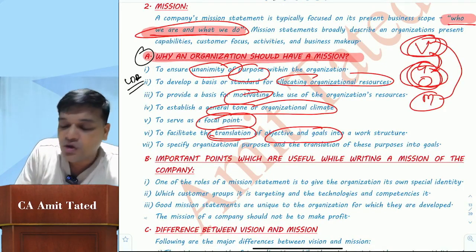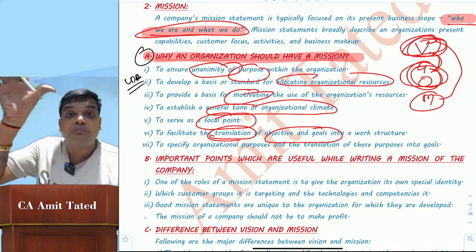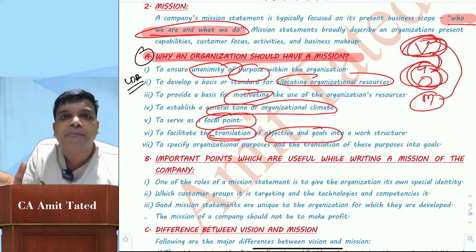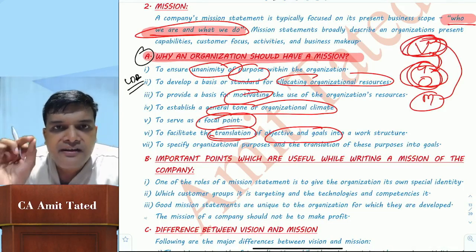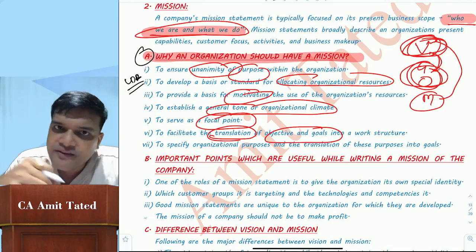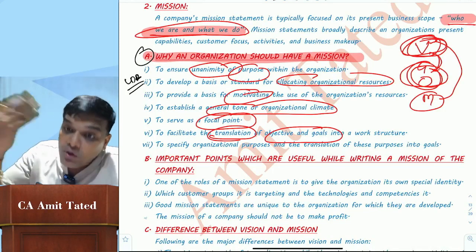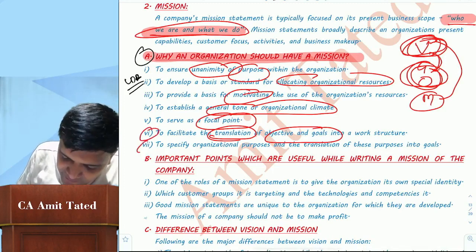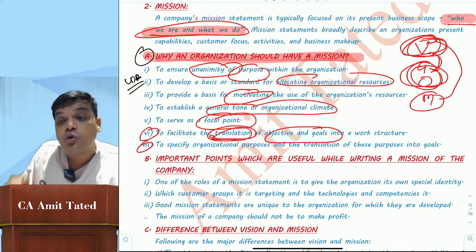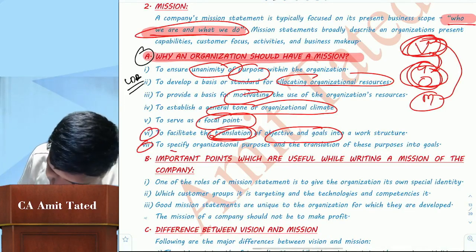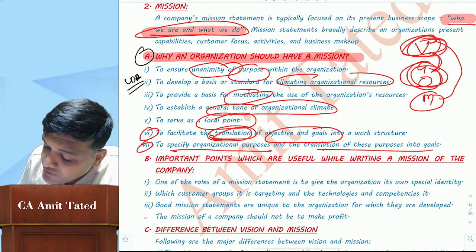And the last point, when I translate into goals and objectives, it is definitely in particular terms. For example, vision: I want to be a top 1 company or top 3 company. Now top 3 company I understand. But to become top 3 you need figures. Without figures, you cannot be a top 3 company. That is what exactly the 6th and 7th points say. The 6th point says it is a translation of goals and objectives into work structure, what needs to be achieved, and it is basically focusing on organizational purpose and translation of this purpose into goals.